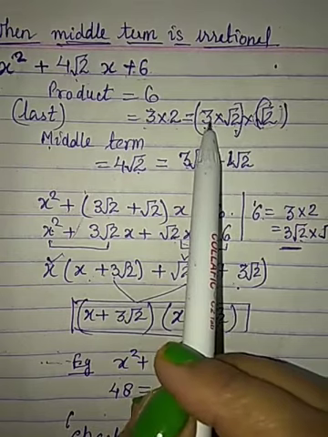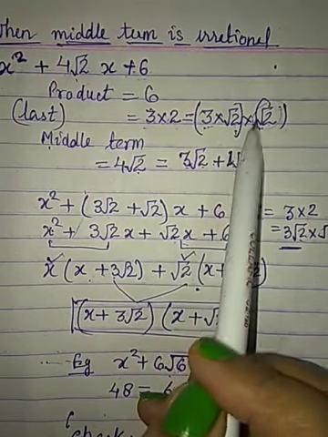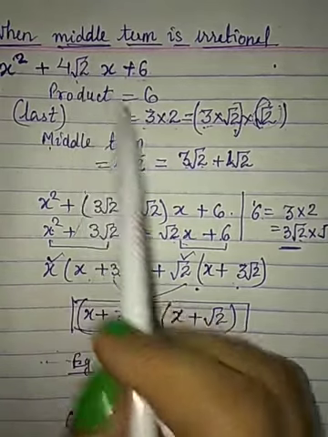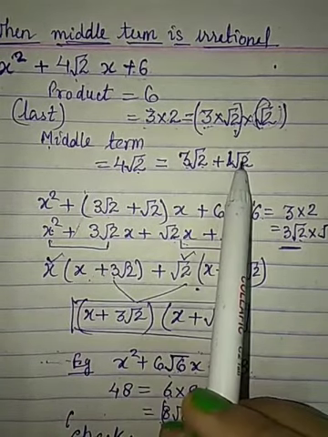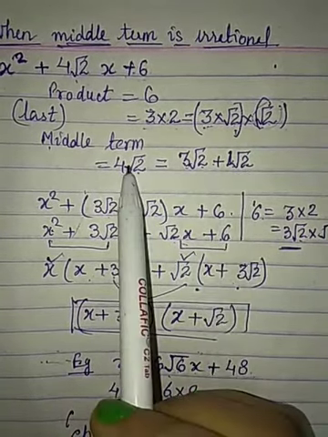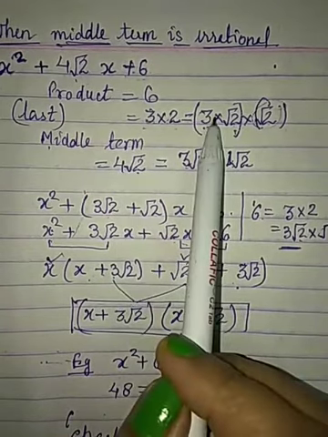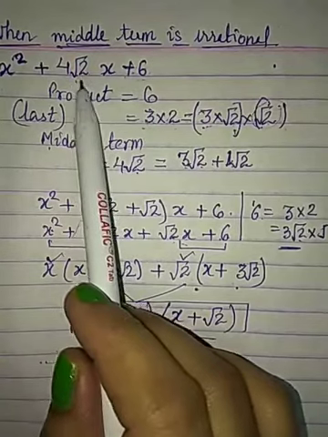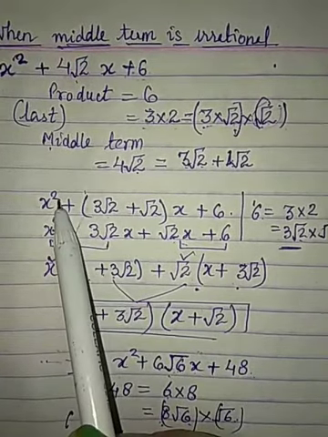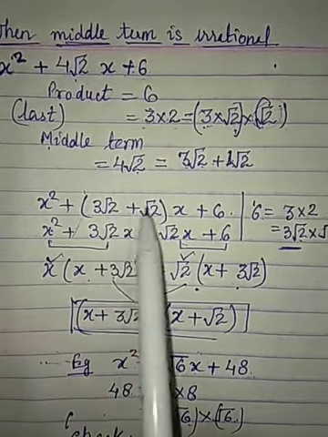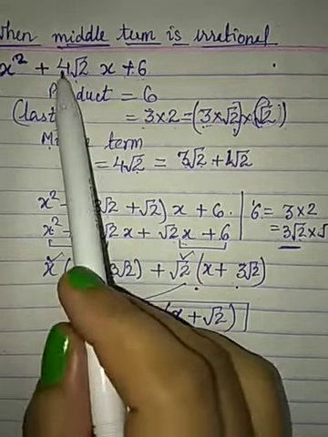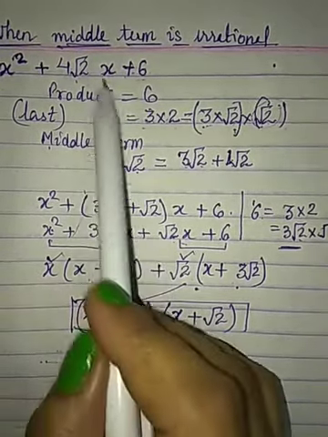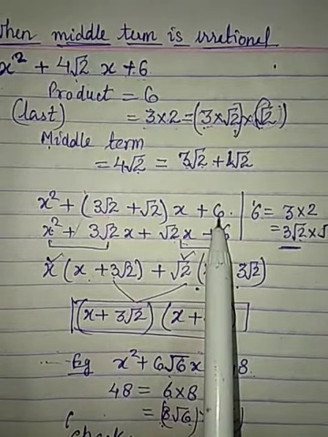Now we see whether the sum of 3 root 2 and root 2 is 4 root 2, the middle part. Yes, 3 root 2 and root 2 sum is 4 root 2. So these two factors are okay for splitting the middle term. Now we move on: x square plus 3 root 2 x plus root 2 x. We have split this 4 root 2 x in this form, and then the last term is 6.